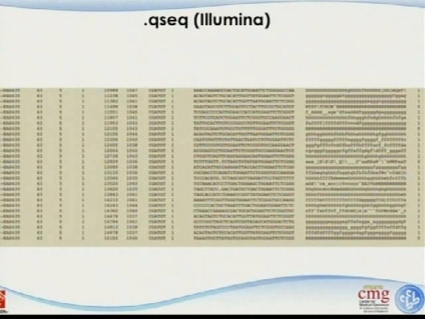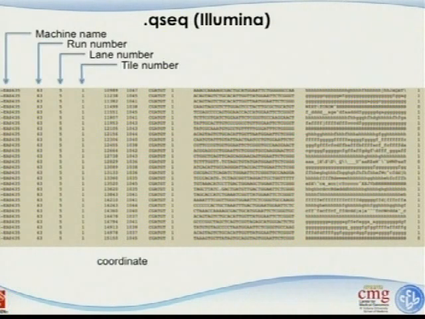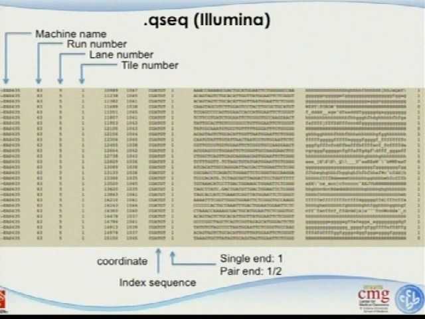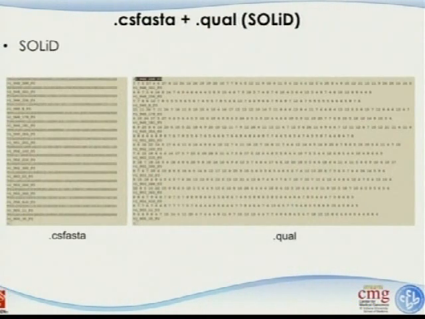Identifier, the nucleotide, another identifier, and the quality, right? But this is how the Illumina scale tells you. The initial QSeq data will be, so these are the line identification numbers and where those reads are in the slides, and this is the index sequence. This is really for the barcoding purpose, and this number tells you whether this data is single end or paired end. If it's paired end, it can be either 1 or 2, depending on which end it is, and this is the sequence and the quality. We just went through it, okay?